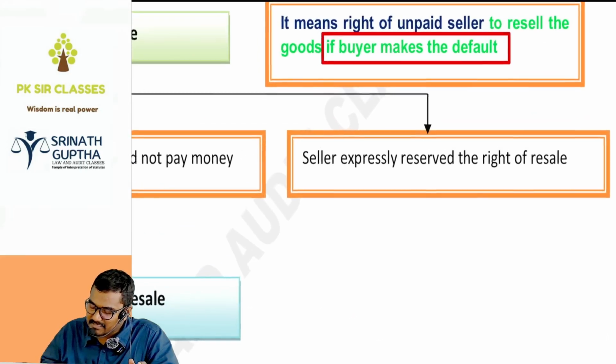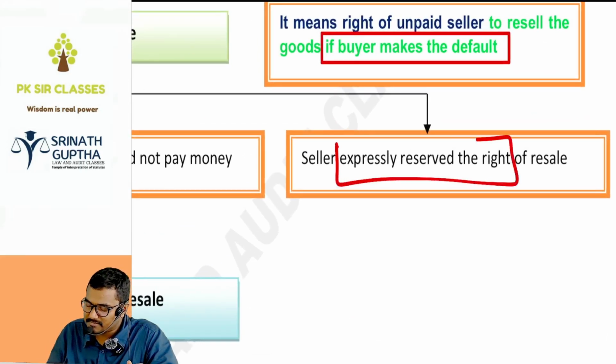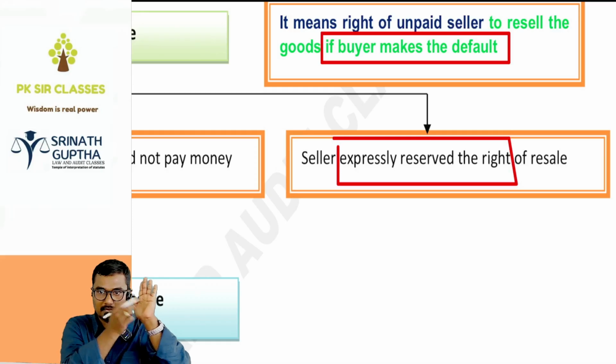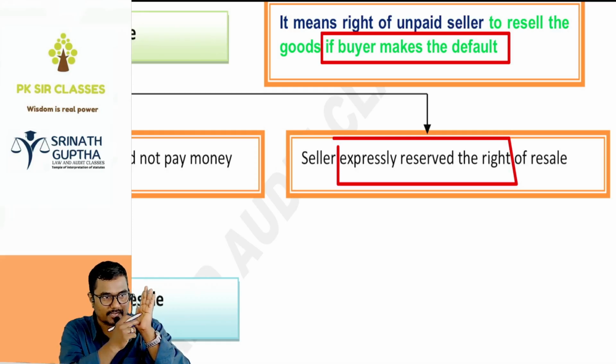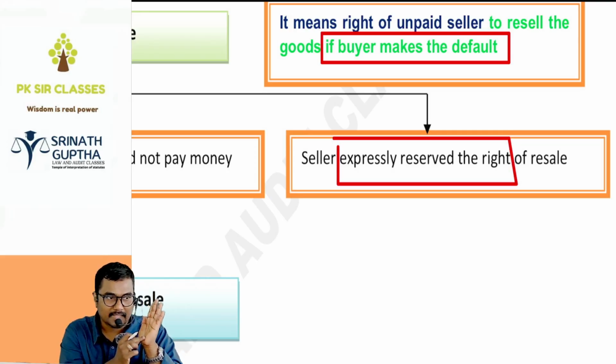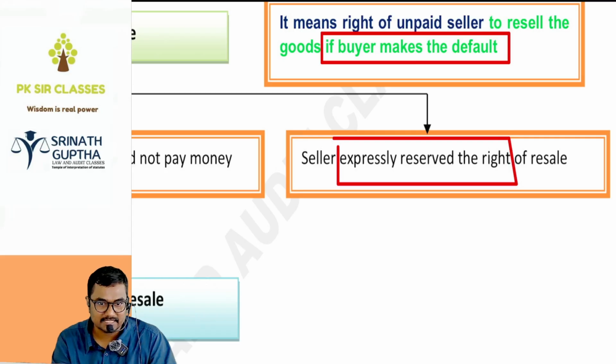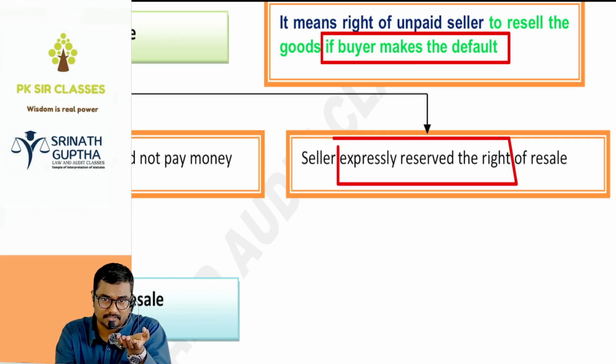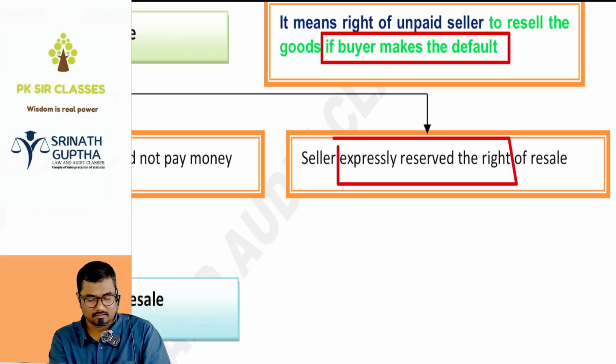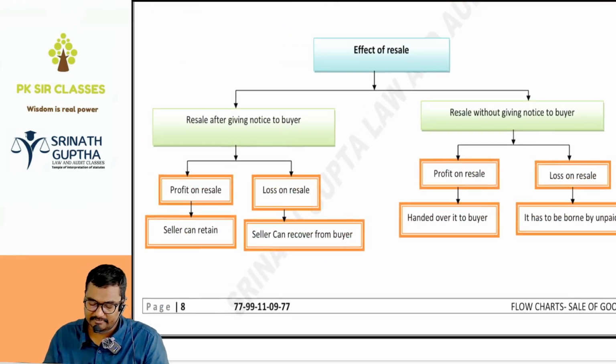Third, the seller expressly reserves the right of resale. When I am selling the goods, in the invoice I keep a condition: buyer, if you don't make my payment, I can resell your goods, if I have the possession. But we have to resell after giving the notice.